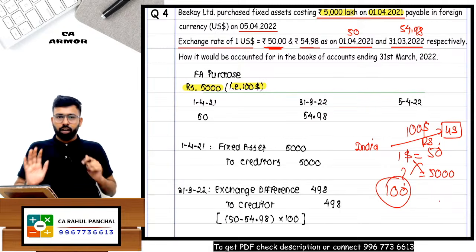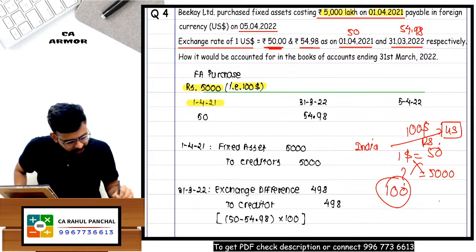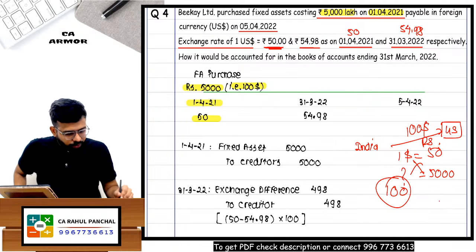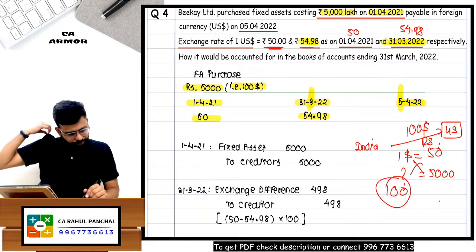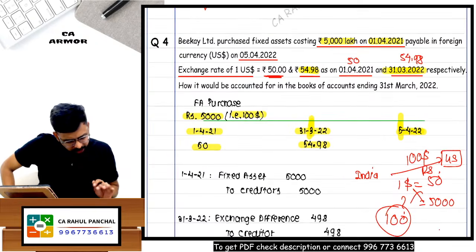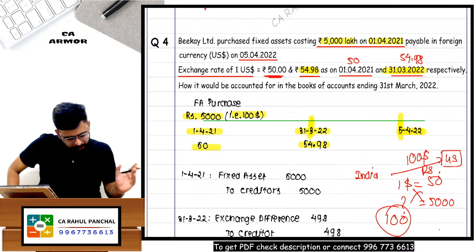Okay, $100. Now, on the very first day, the exchange rate was 50, so I divided 5,000 by 50 and got the amount in dollars. Then the rate became 54.98, and the payment will be done in April. There is just some confusion actually in between.